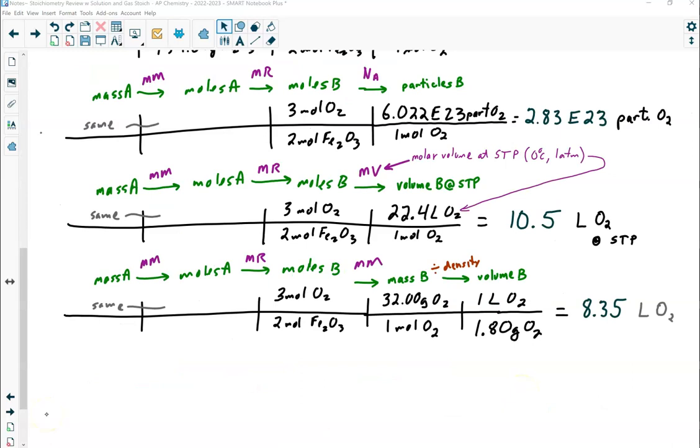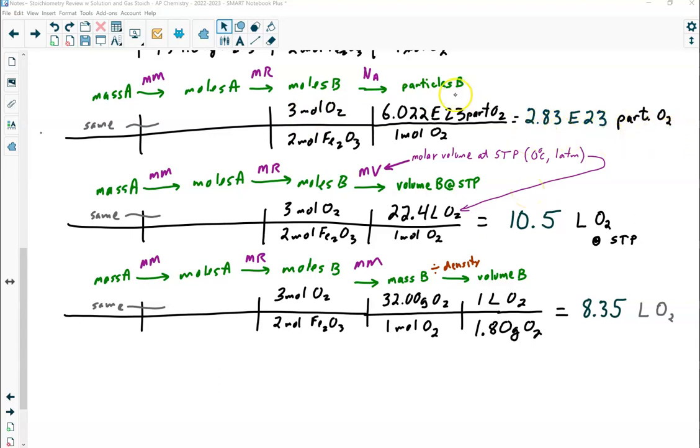If you're asked to calculate particles, now, particles is not a very practical thing to solve for because you can't really measure them very easily, but it uses Avogadro's number as the final conversion factor. So if you wanted to calculate particles of oxygen produced, you start out the same way with the 50 grams of Fe2O3. You're going to divide by the molar mass of Fe2O3, and then you're going to use the magic mole ratio, because it converts the amount of A into the amount of B, and that substance B is the desired substance, the one you want to calculate.